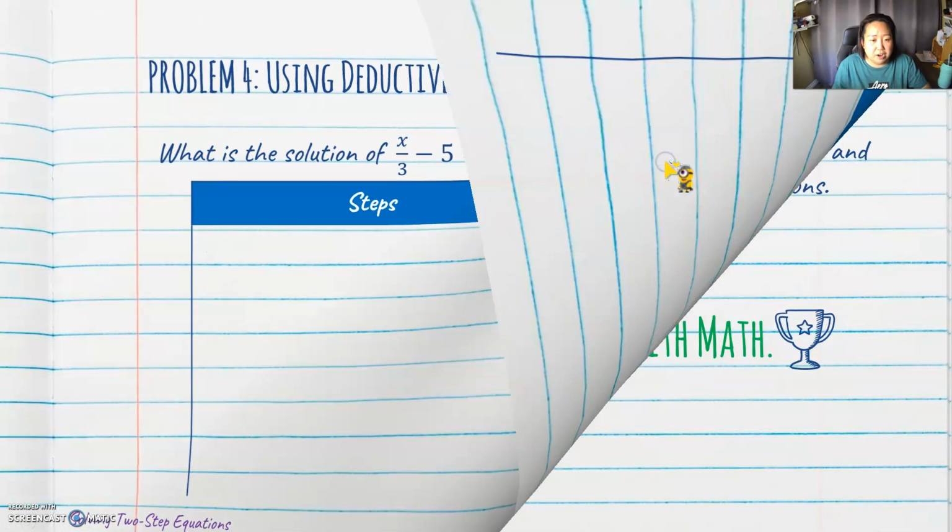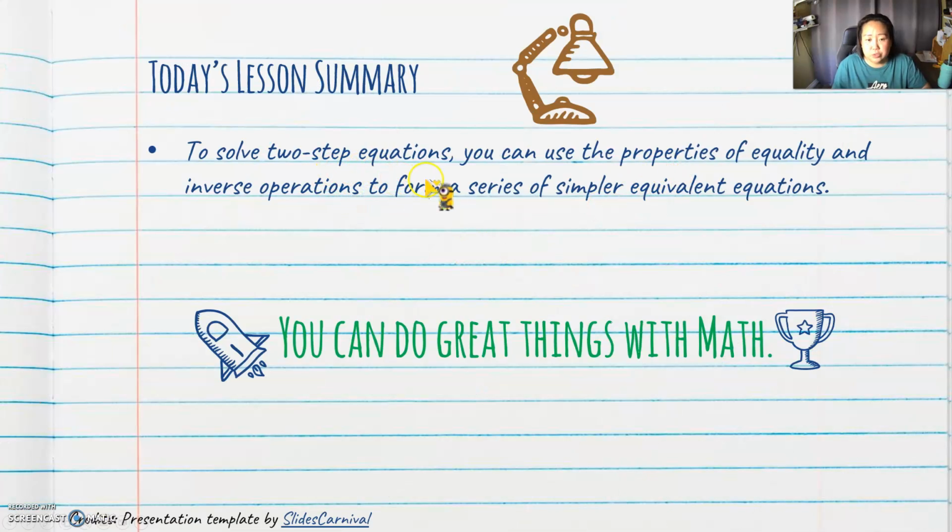And so to summarize, when solving two-step equations, it's always allowed to use the properties of equality and inverse operations to form a series of simpler equivalent equations.